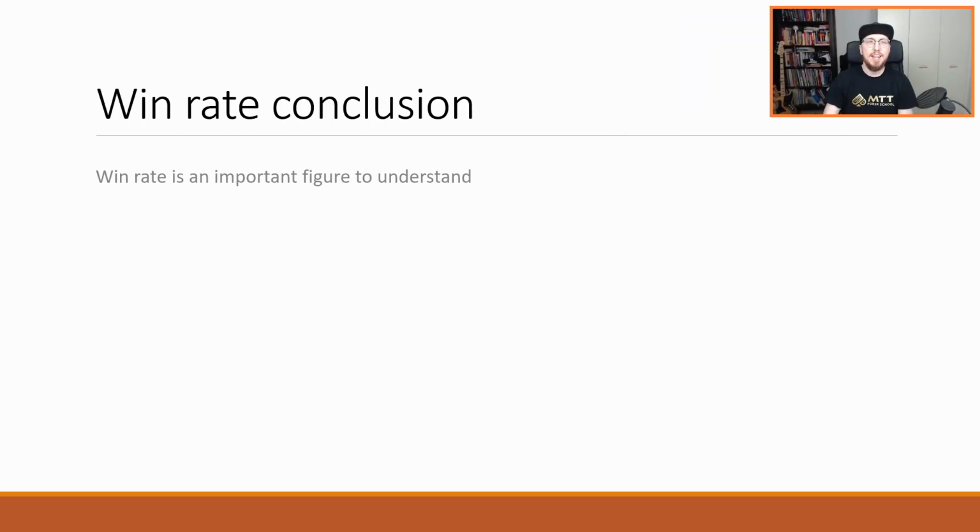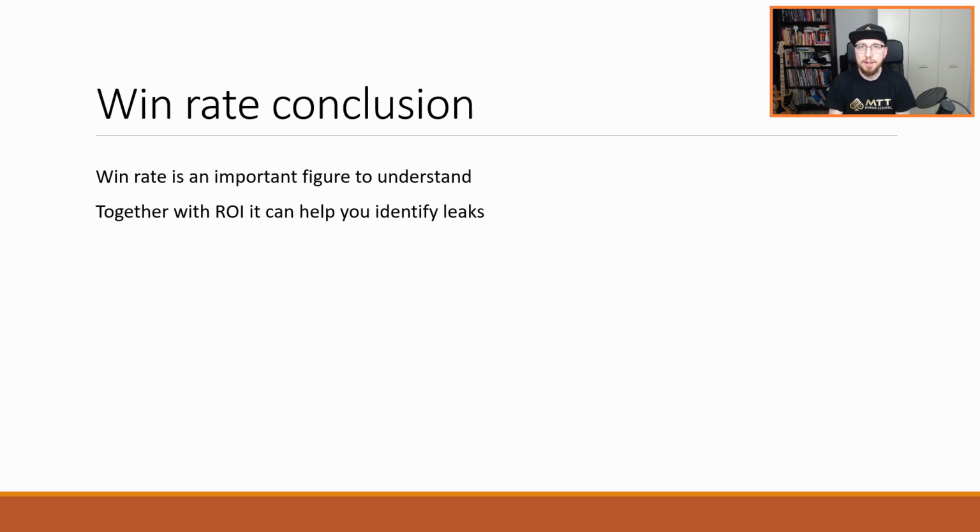So in conclusion then, win rate is a really important figure to understand, and together with ROI, it can help you identify leaks in your own game, show you where to focus your attention. So for example, if you're not winning very much from the button, and you should be, then I would focus on a lot of button fundamentals. For example, making sure that you're opening enough hands from the button. Are you opening close to 50% or even more in some spots?